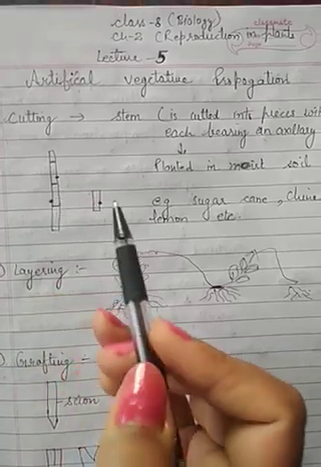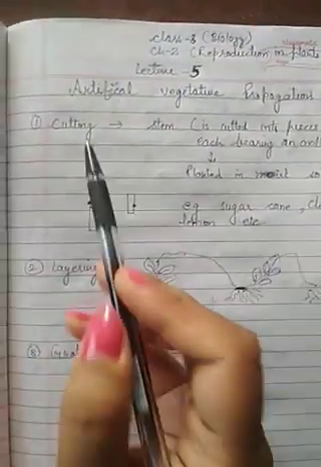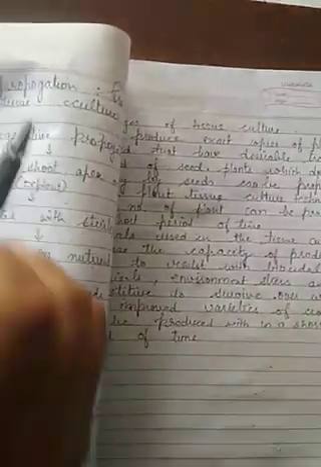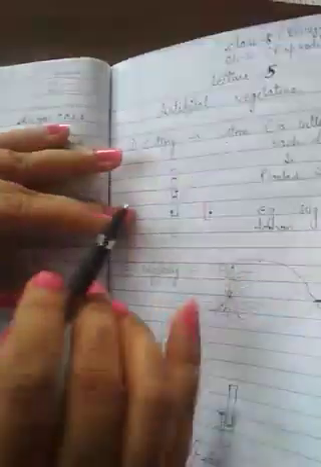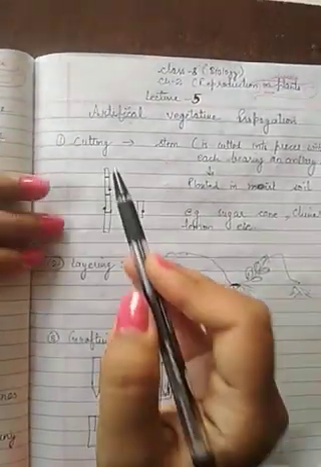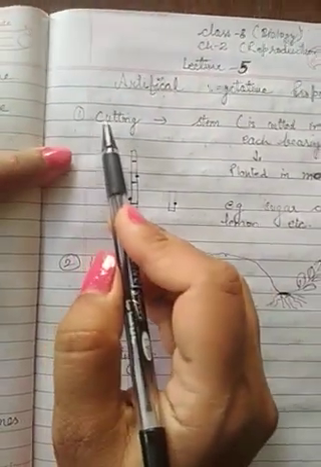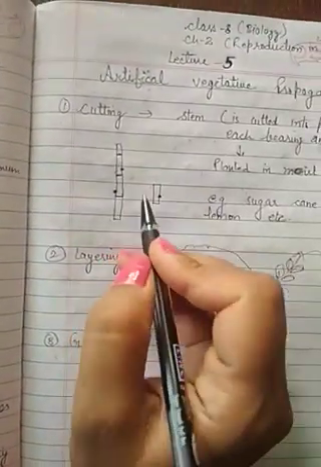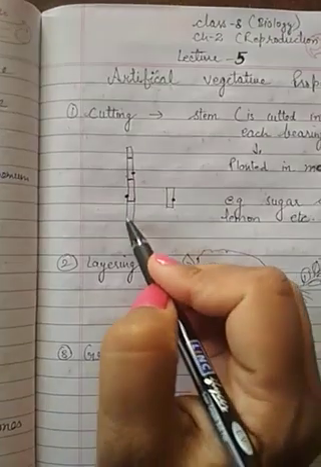For example, we take artificial reproduction. It is of mainly 4 types, that is cutting, layering, grafting, and the 4th type is micropropagation. Now first, one by one we are going to take. First type is cutting. As the name says, cutting, all of you must have seen sugar cane. Suppose this is a sugar cane.